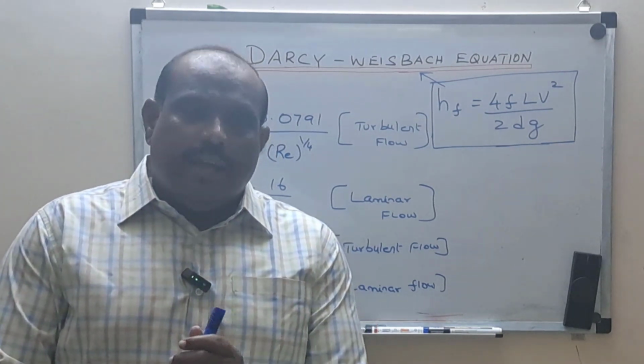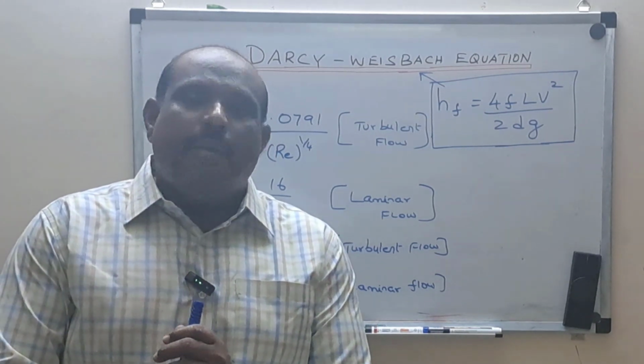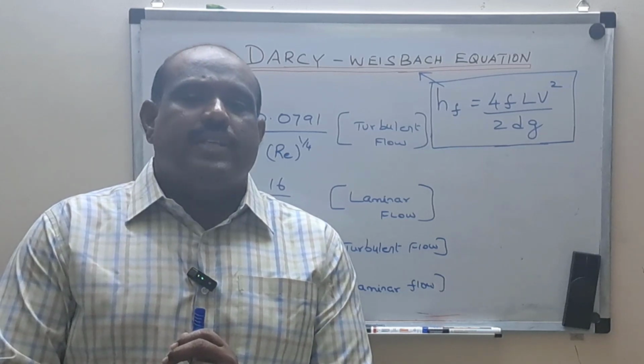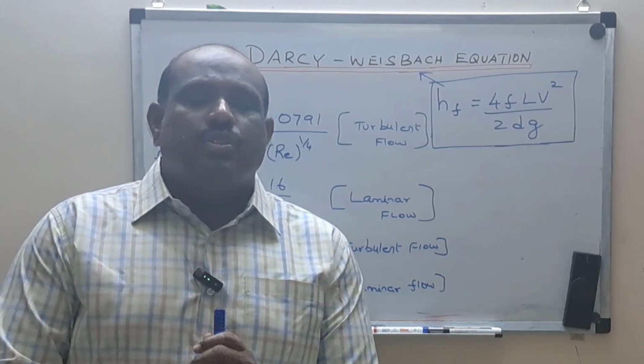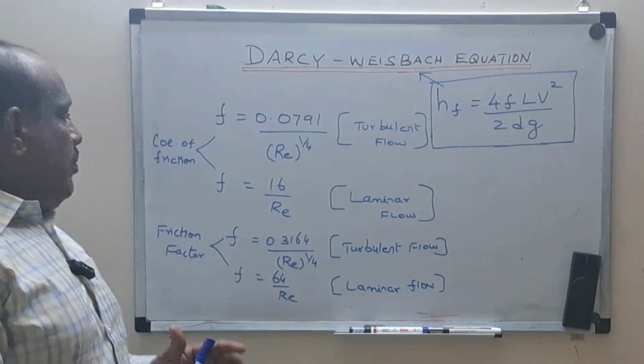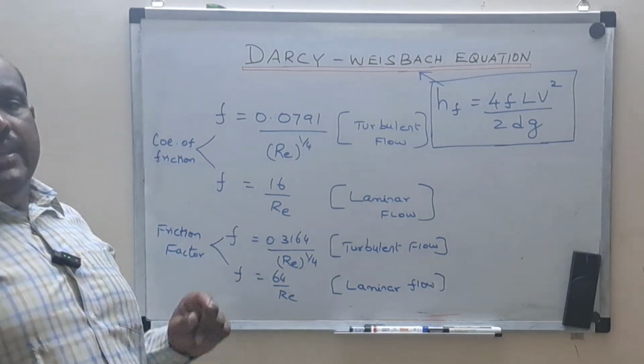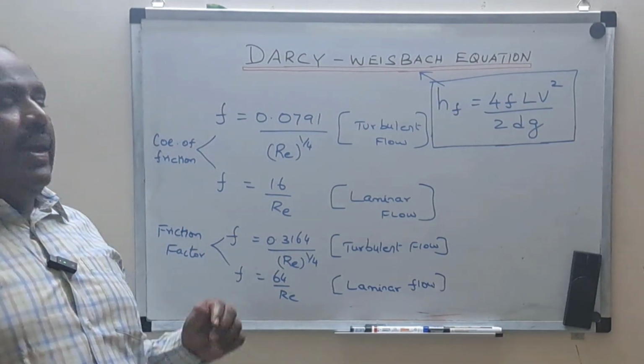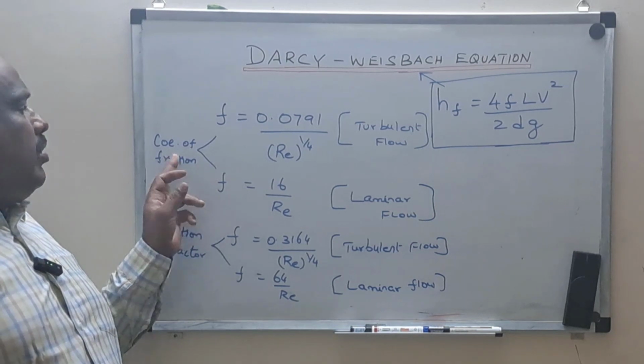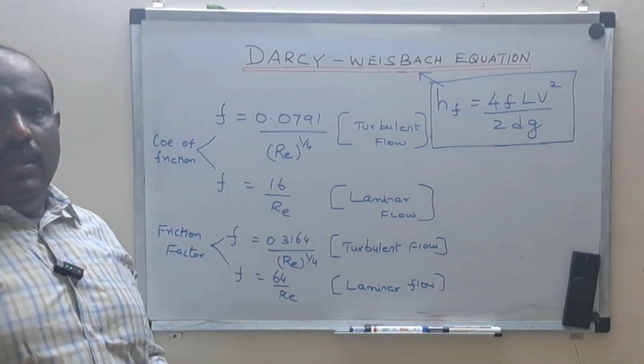Sir, now the flow is not turbulent. Now the flow is only laminar. Let us say the flow is having a Reynolds number of, say, 1500. Now the formula will be equal to 16 by Re, where this F is nothing but the coefficient of friction for the laminar flow.